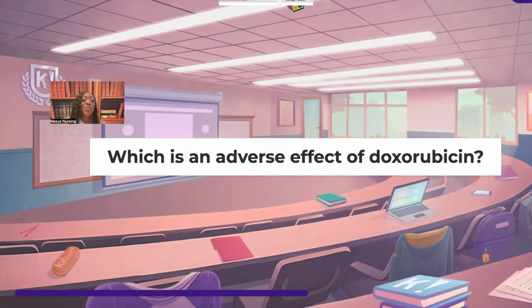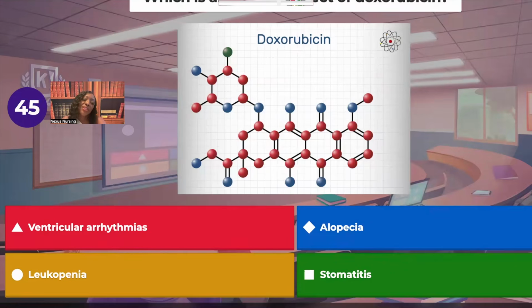Terminator. All right, which is an adverse effect of, I'm not even going to try to pronounce that drug, doxorubicin. You see that drug, okay? Which is an adverse effect of this drug? Ventricular arrhythmias, alopecia, leukopenia, or stomatitis?